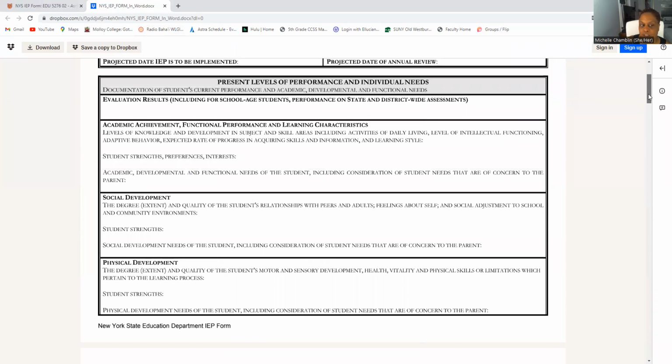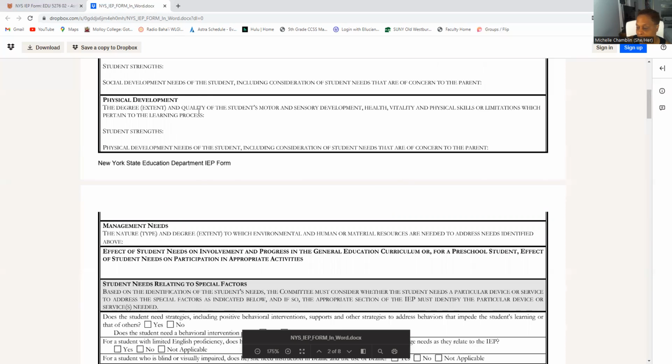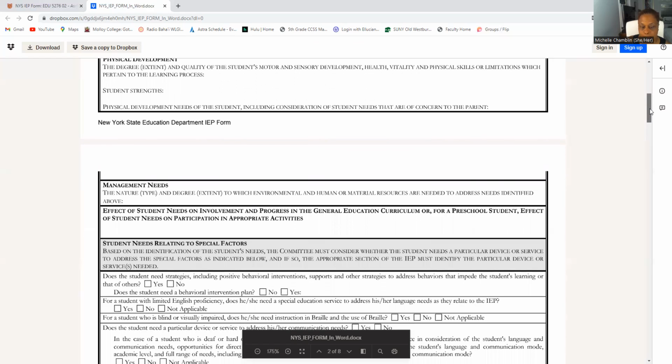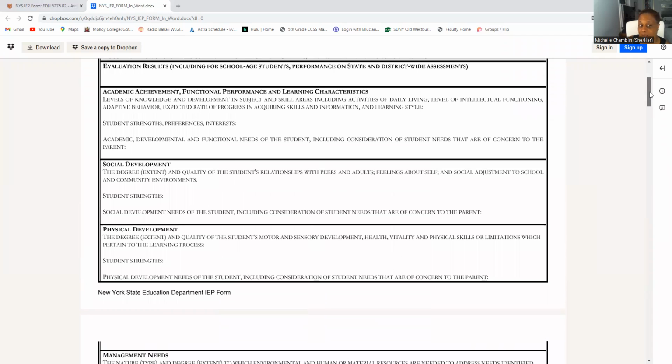So what are some of the things that are needed to manage the other items up here in the present levels of performance? So these are all connected. Management need is connected to these. Okay, so if you have a student who has a behavioral disorder, to put in here, and let's say the student's name is Kim. Kim needs to count to 3 and learn how to calm herself down. That is not what this is really asking.